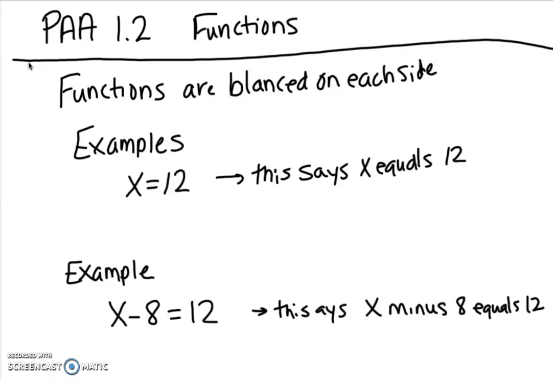On the first one, you can't balance x equals 12 because that's all it's telling you: x is 12. The next one, you can balance it. But what you do to one side, you have to do to the other. So you have x minus 8, so you put plus 8. What you do to one side, you do to the other. So now you have x equals 20. You solved your linear equation.